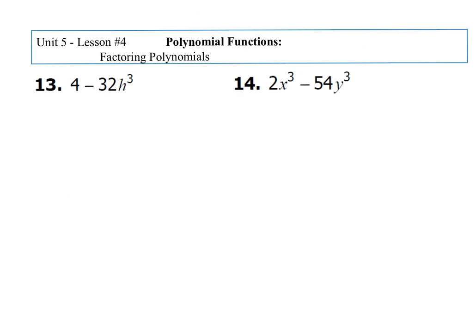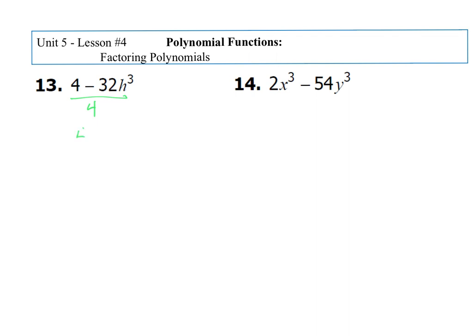Okay, number 13, we have 4 minus 32h cubed. Hopefully you're looking at your sum or difference of cubes, like those perfect cubes that we made where it said sum of cubes. And 4 and 32, neither one of those numbers is a perfect cube. But I look at 4 and 32, and I know that 4 does divide into 32. So that tells me there's a greatest common factor. So we have to always divide greatest common factors out of our polynomials before we apply another type of factoring. So let's divide each of these by 4. They don't have any variables in common, so our GCF is just a number.